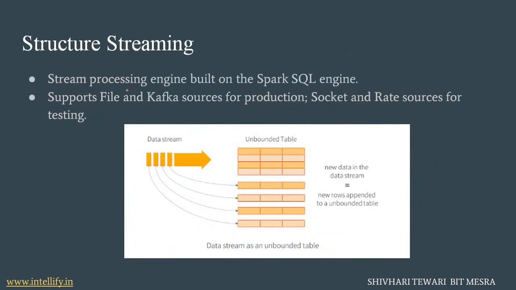Now, what is structured streaming? It is a stream processing engine built on the Spark SQL engine. It supports file and Kafka sources for production, socket and rate sources for testing. So here are the data streams, and here is the unbounded table. So this is how a data stream as an unbounded table works. And after that, the new data in the data stream equals new rows appended in an unbounded table. That means the new row is added to the table in the data set.